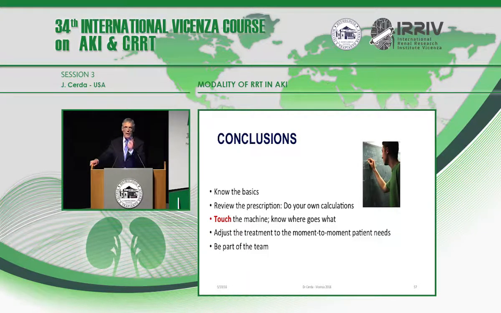In summary, I think that in order to prescribe and to manage continuous renal replacement therapies, one needs to know exactly what is going on. This is a team game. This is not you going in, writing, and leaving. It's a team game. You need to talk with people, you need to touch the machine, you need to learn where the on-off is, and also where the alarm reset button is, but also you need to know how it works, and you need to adjust the treatment moment to moment.